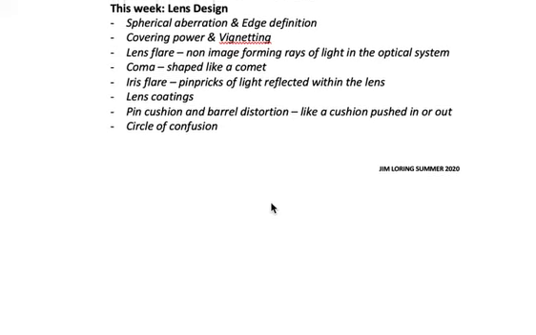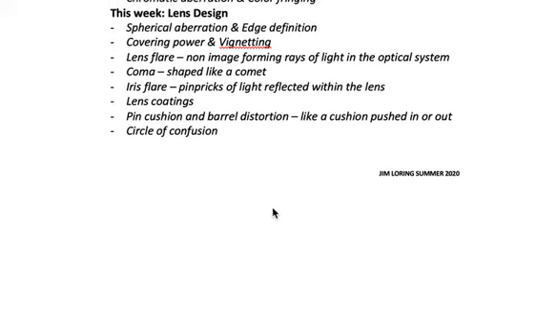So this week we're going to move on, and we're going to be thinking about spherical aberration and edge definition. A circular lens is not ideal for creating an image, and the edge of the image is not going to be as pin sharp as the center of an image. And so those are the two things that we're going to think about. And if you're buying a lens and you look at the reviews, edge definition compared to center definition are two things that you're going to be thinking about.